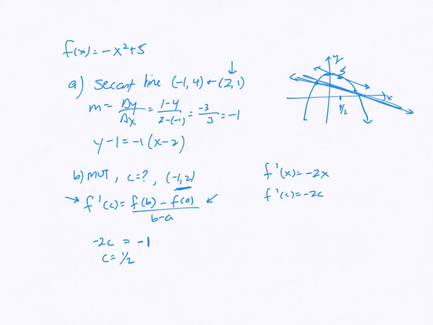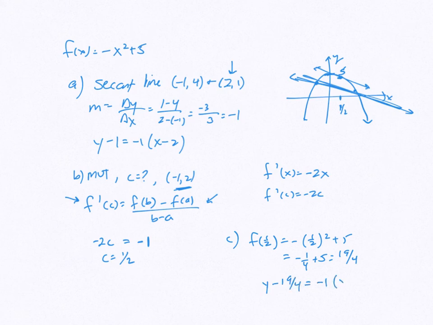And then for part C, if we're to find the equation of that line, our x value is 1/2. We know the slope is negative 1. We need a y value, so f of 1/2 is negative 1/4 plus 5, which is 19/4. So the equation is y minus 19/4 equals, we know the slope is negative 1, times (x minus 1/2).